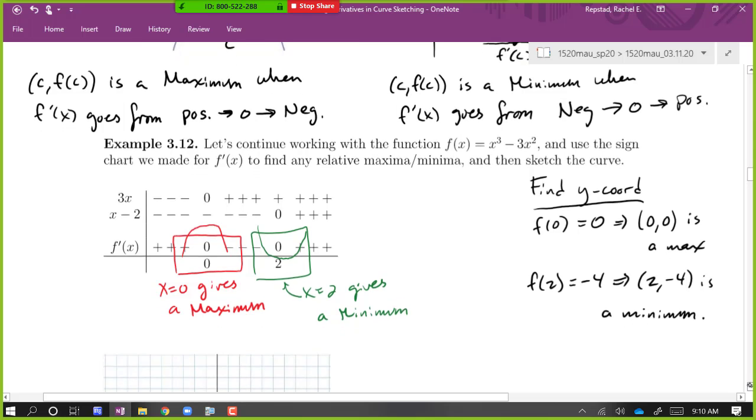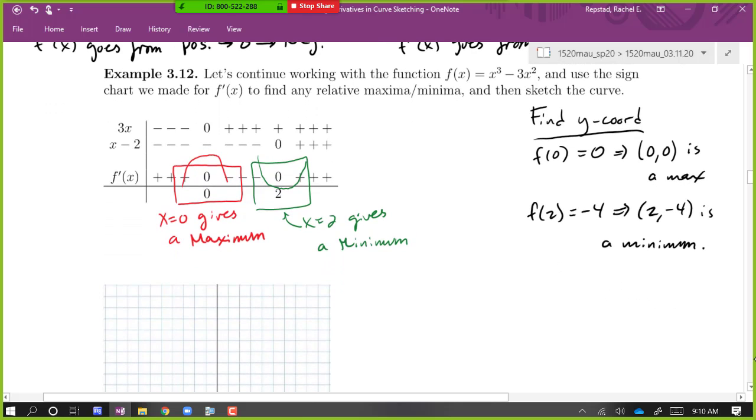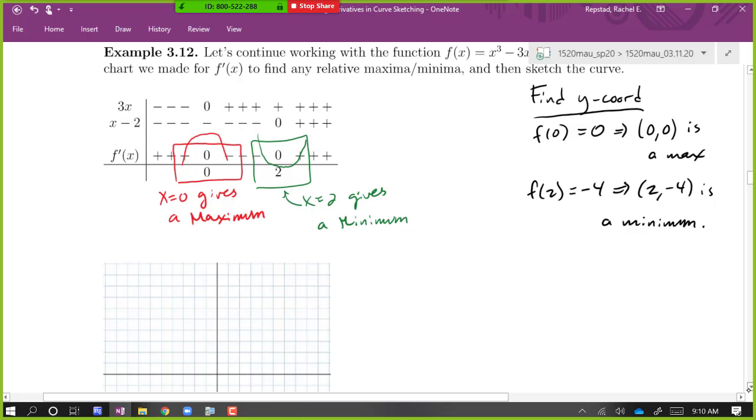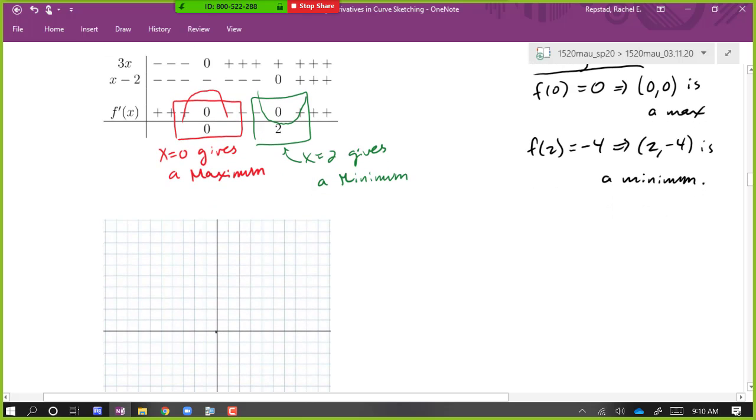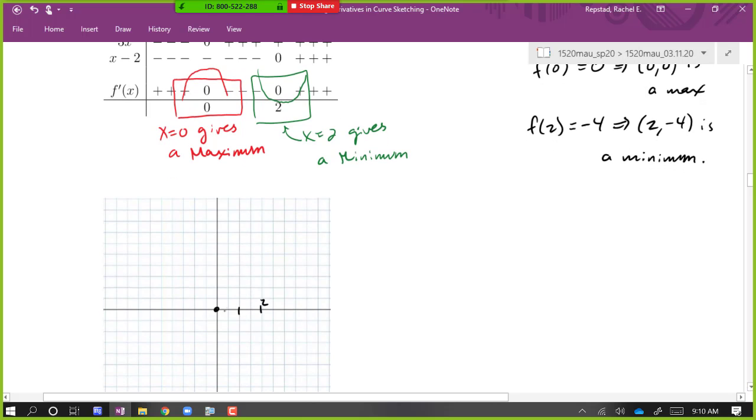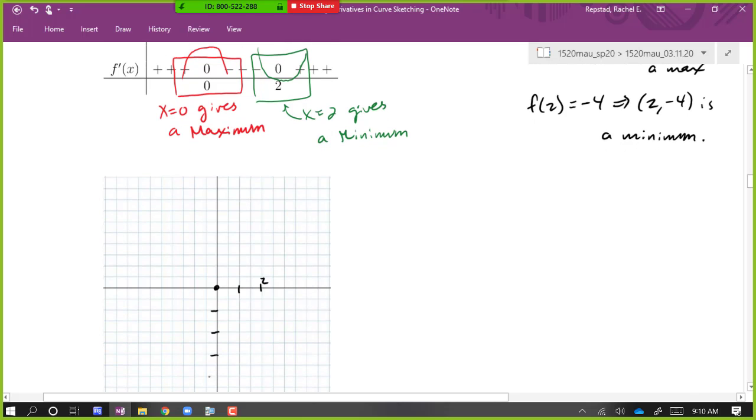In fact, if we use this information, we could get a rough sketch here of what's going on. Right now we have 2 points, right? We have 0, 0 and 2, negative 4. So there's 0, 0. Let's say this is 2. Negative 4. We know that we have a max at 0, 0. We have a minimum at 2, negative 4.